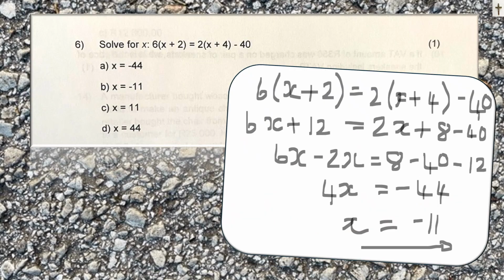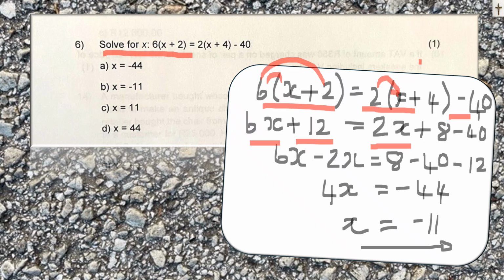Right, number 6, quite easy. Solve for x, expand the brackets. So we got 6x plus 2 is equal to 2, multiplied by x plus 4, minus 40. So 6 times by x is 6x. 6 times by 2 is 12. 2 times by x is 2x. 2 times by 4 is equal to 8, and we still got minus 40.